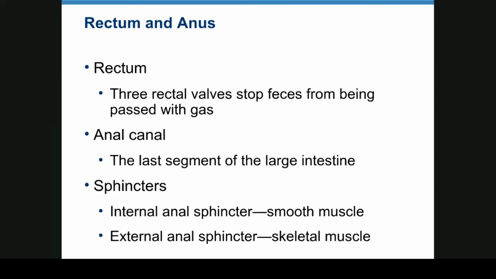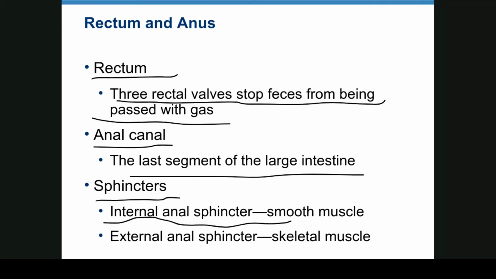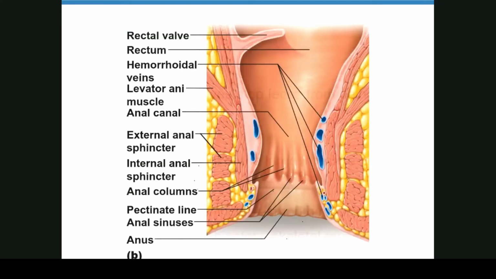Now, the rectum has 3 rectal valves that stop feces being passed when one passes gas, assuming everything goes according to plan. The anal canal is the last segment of the large intestines, and it has 2 sphincters. Internal anal sphincter, which is involuntary, smooth muscle. External anal sphincter, which is skeletal muscle, therefore voluntary, and assuming everything goes according to plan. So here's your rectal valve, lets you pass gas.